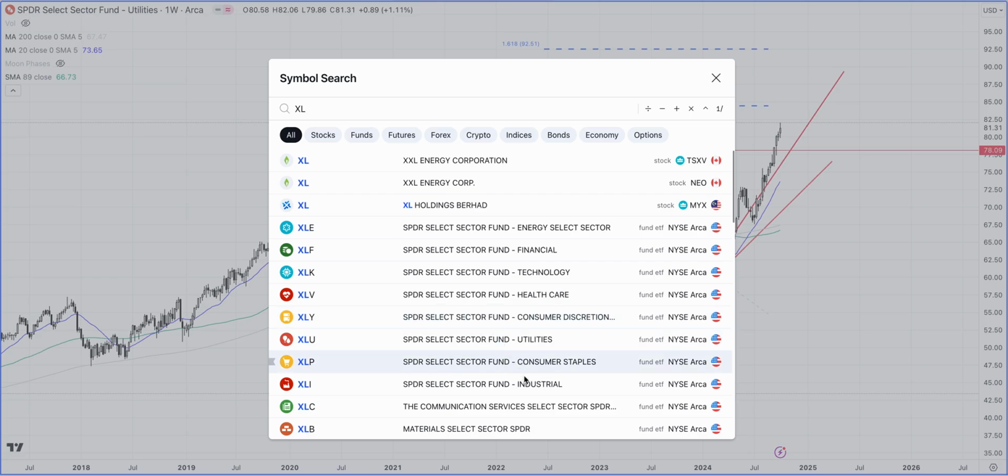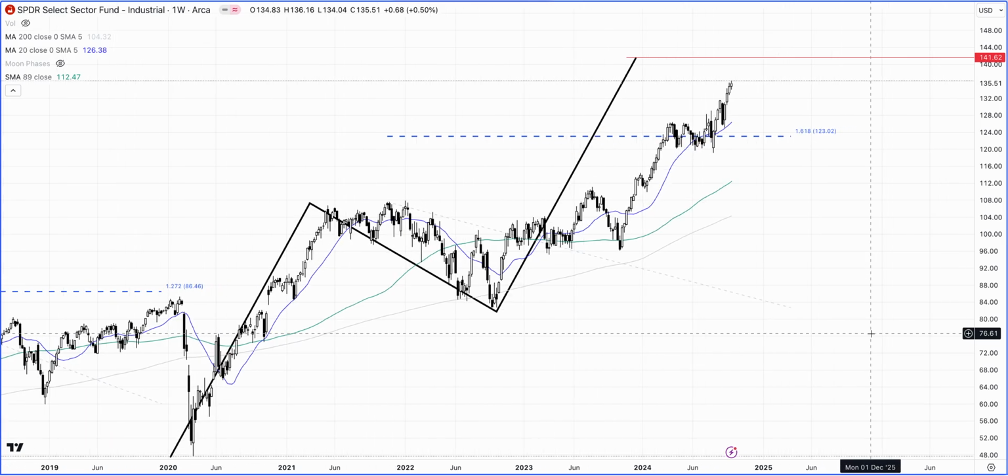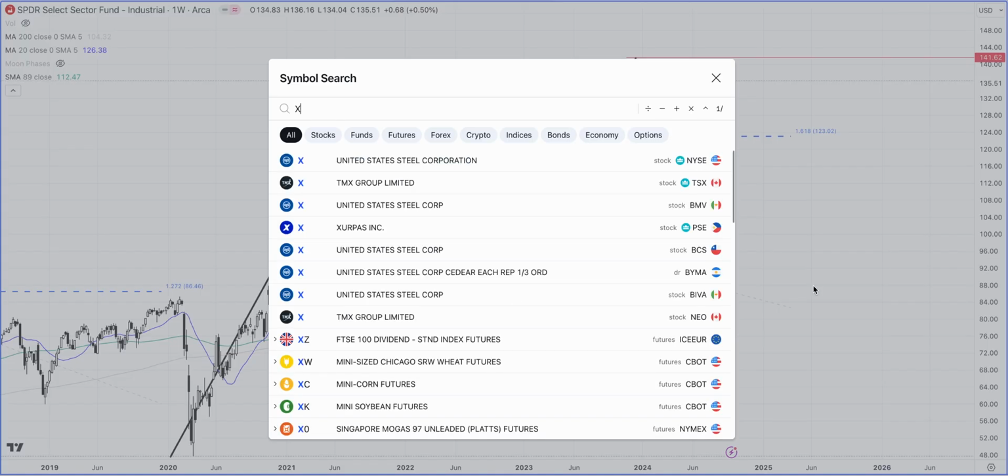Then we look at the industrials. So industrials were strong and they are still strong. On the weekly chart, they keep on creeping up. I think they want to go to 141.